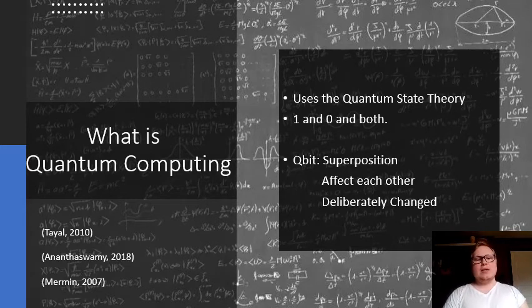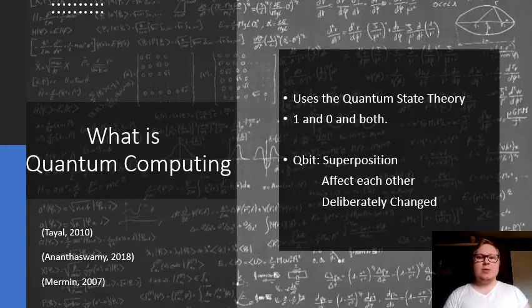Now, what is quantum computing? Well, just as classical computing, it uses ones and zeros, but it utilizes something called quantum state theory, which says something can exist as a superposition of two or more definitive states. So instead of being just 1 or 0, it's 1 and 0, and both at the same time. Then you create a qubit, which is the same as a regular bit for classical computers, except for quantum computers.